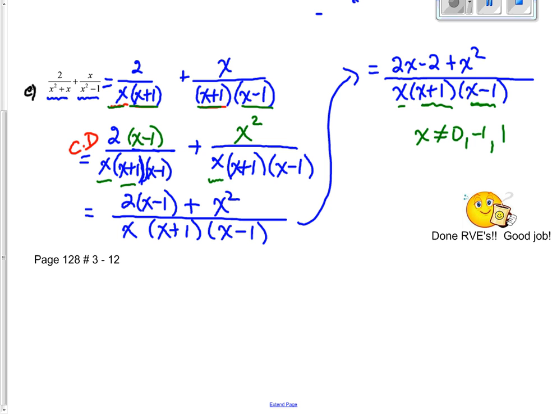Try some in your textbook. Same rules as adding and subtracting fractions. You just need to be careful. Page 128, 3 to 12.